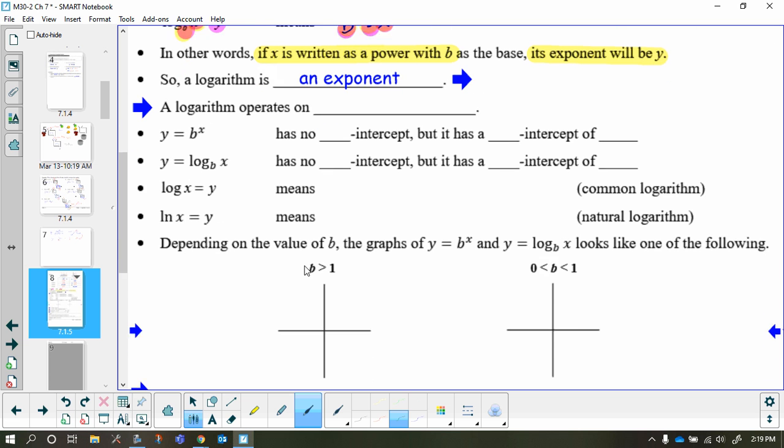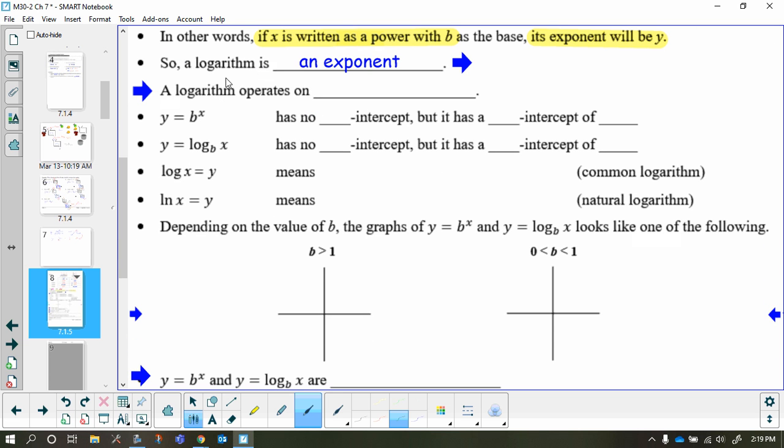So back here, a logarithm is an exponent. What did it operate on? It operates on a power. The power may not look like a base and an exponent, but we think of it as though it were a base and an exponent.